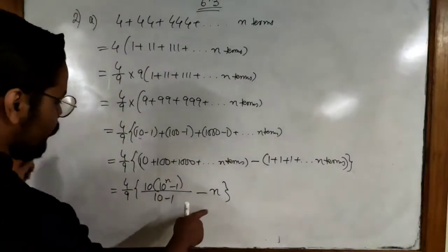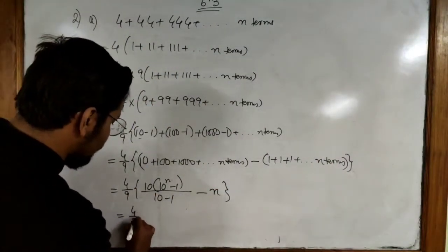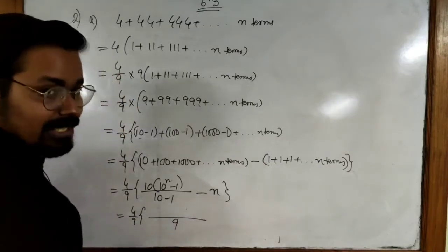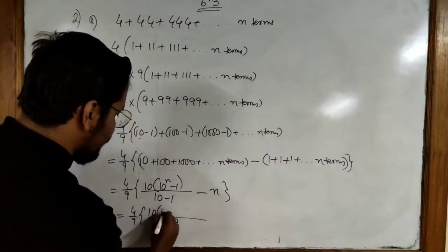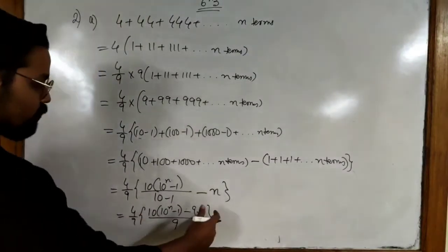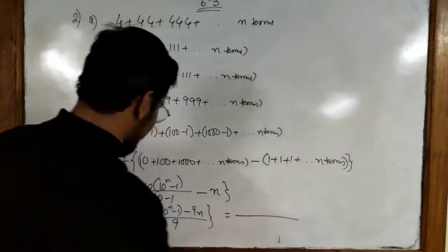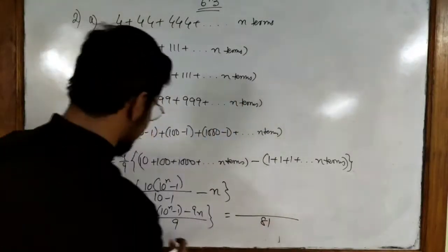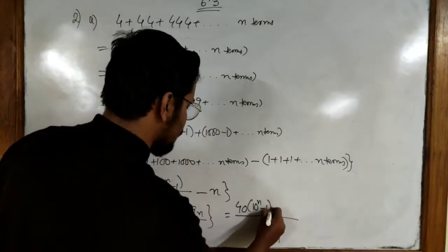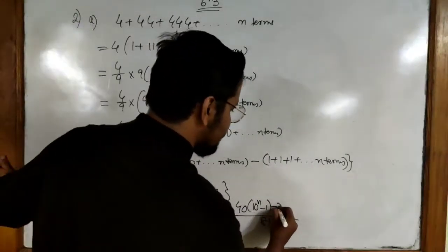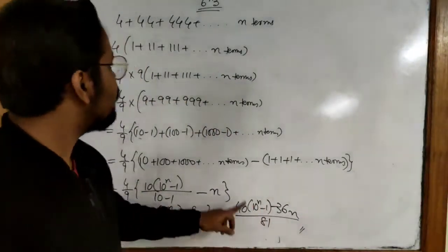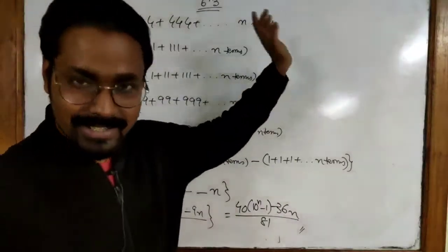So this is the value that you get, but if you simplify it further, this will be 9. So 9 we can take as LCM. This will be 10 into 10 to the power n minus 1 minus 9n. If you want to multiply this further, 9 nines are 81. 4 into 10 is 40 into 10 to the power n minus 1, and 4 into 9 is minus 36n. So you can keep the value here. That is the value you get for the sum of this series.